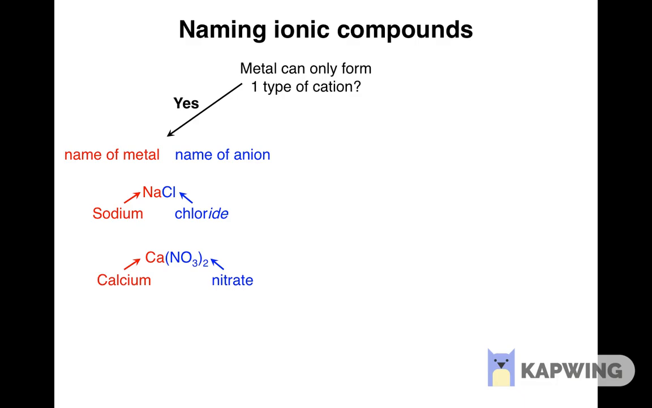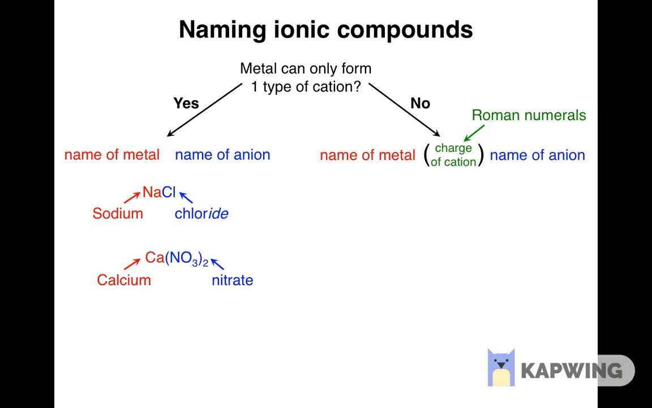If the metal can form more than one type of cation, then the name of the ionic compound has the following structure: name of metal plus, in parentheses, magnitude of the charge of the metal cation written in Roman numerals, plus the name of the anion.